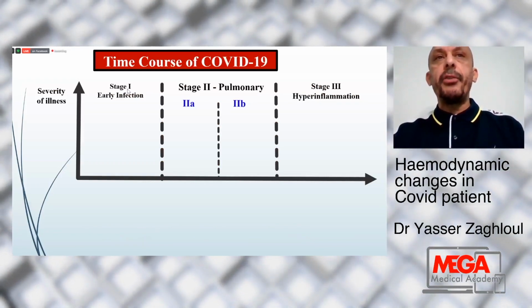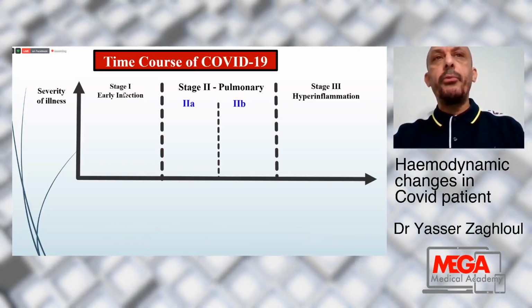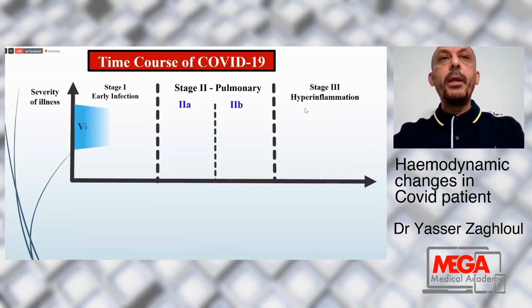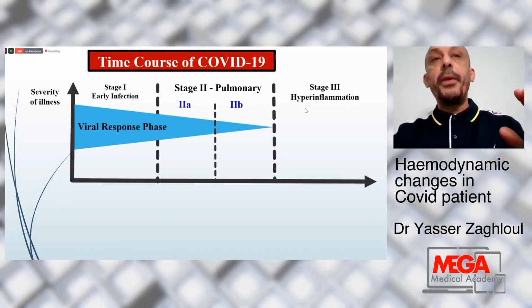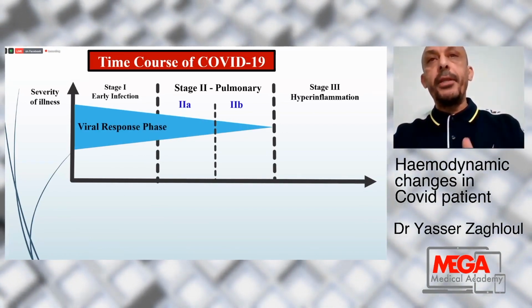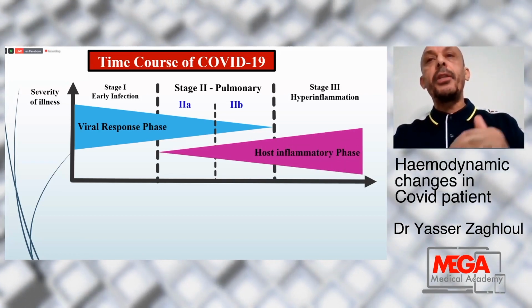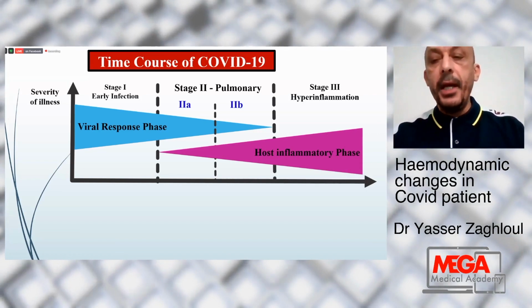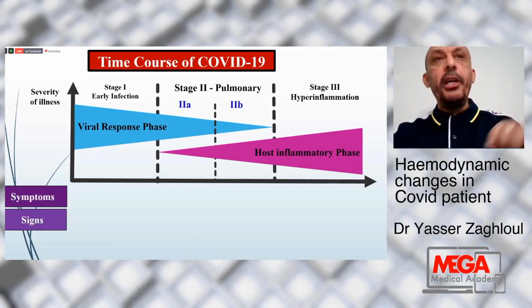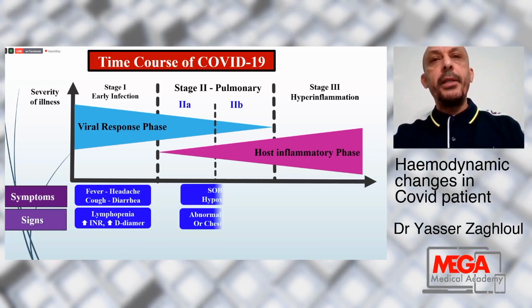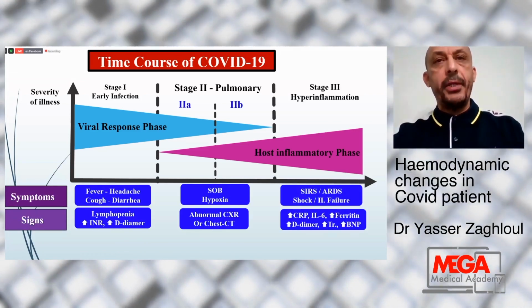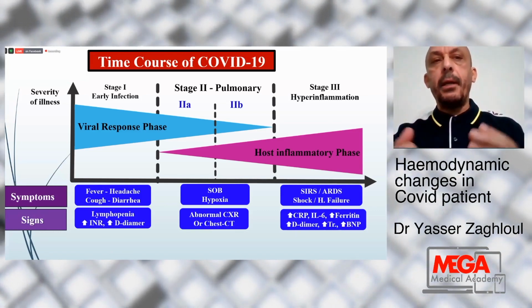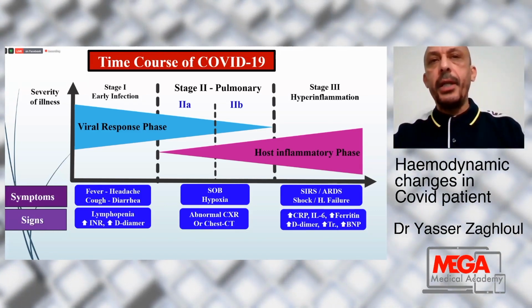We have 3 stages, stage 1, 2, and 3. Stage 1 is due to the early infection, then pulmonary, then hyperinflammation. The viral response phase covers stage 1 and stage 2, and after that, the host inflammatory phase, maybe hyperinflammation, by the end of stage 3. And in each stage, we have characteristic signs and symptoms. Fever, headache, or non-specific symptoms and signs, and the cough and diarrhea. This is in the first stage.